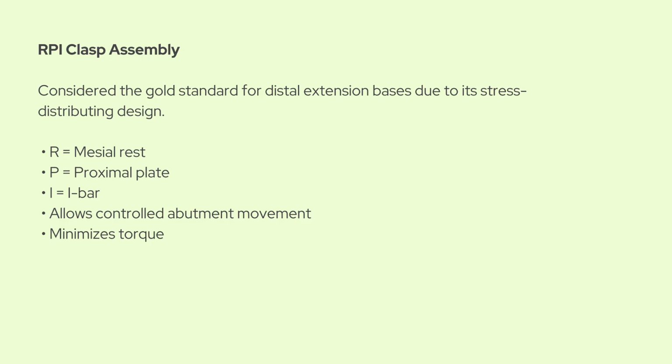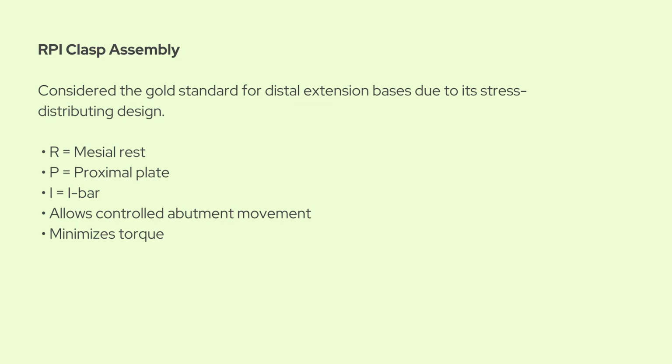Now let's shift our attention to the RPI clasp assembly, which is kind of the gold standard for distal extension bases. The name says it all: R for mesial rest, P for proximal plate, and I for the I-bar clasp. The idea here is to distribute stress more gently on the abutment tooth and allow a bit of movement without creating torque. The rest in this setup is always placed mesially, usually on the mesio-occlusal surface of a premolar or the mesiolingual aspect of a canine. Then the proximal plate slides along the distal guiding plane, and the I-bar comes up from the framework and engages the buccal undercut just beneath the height of contour.